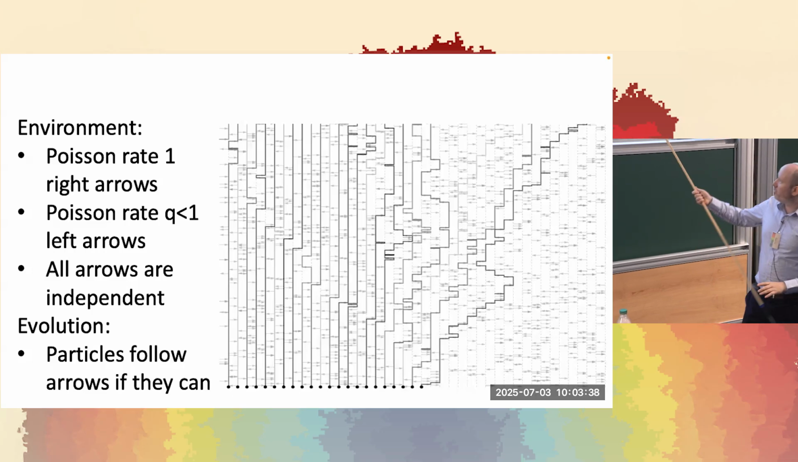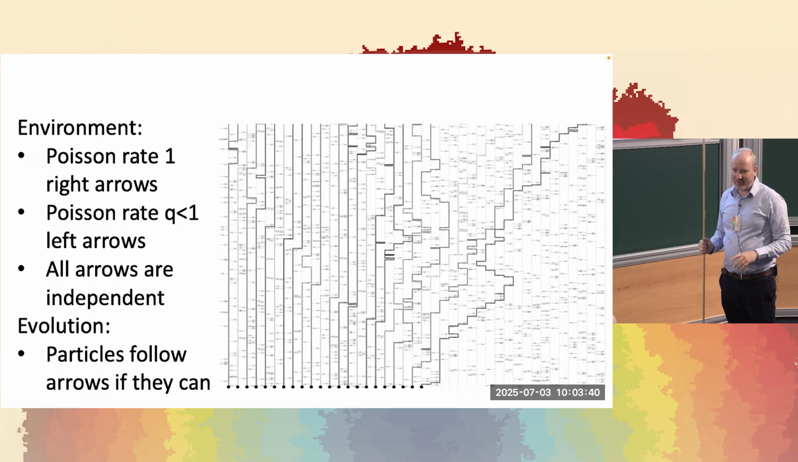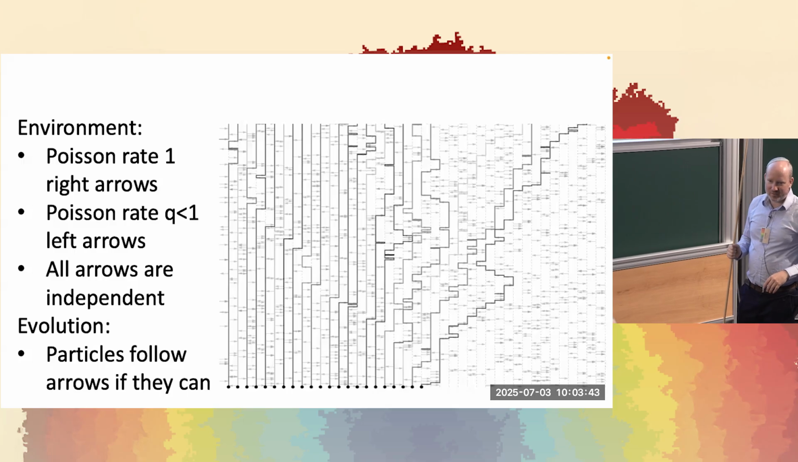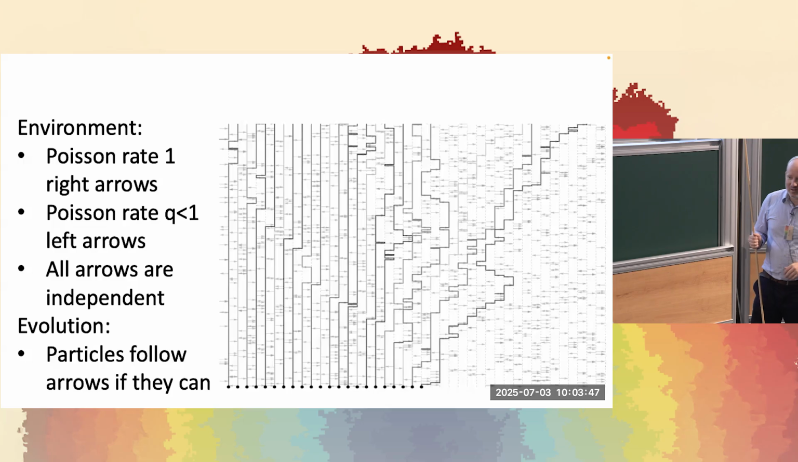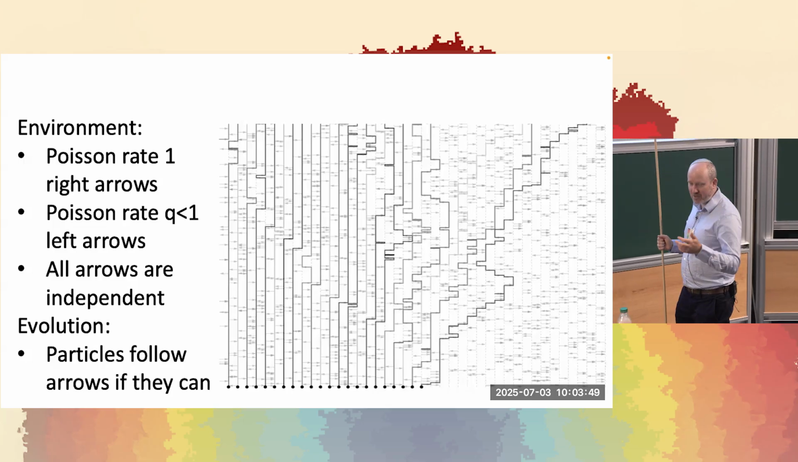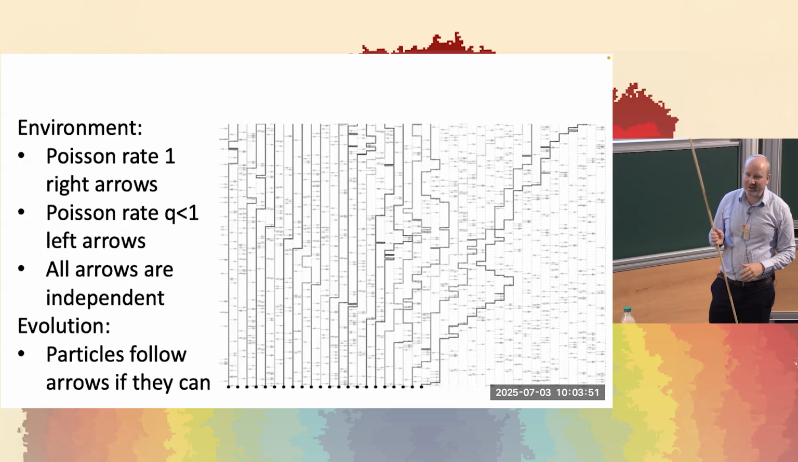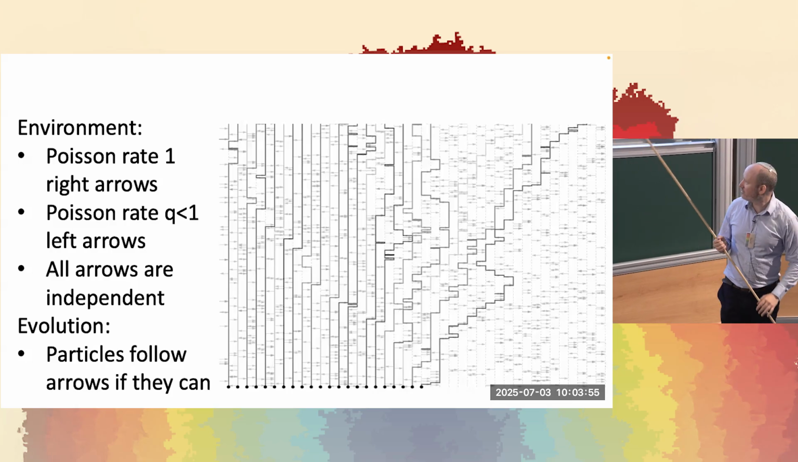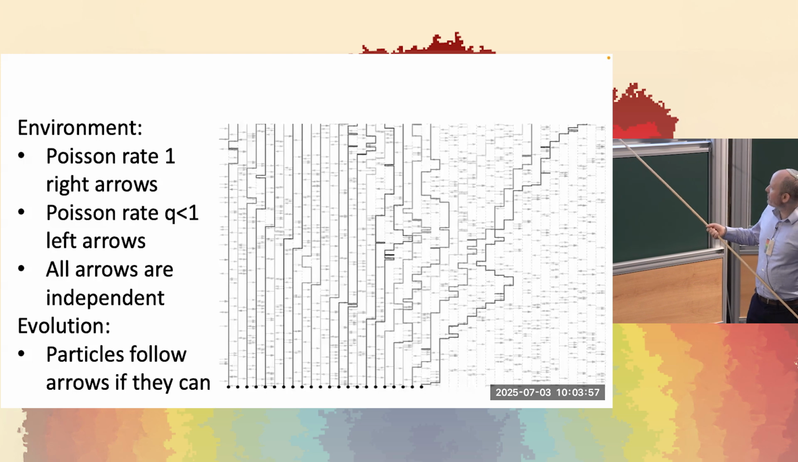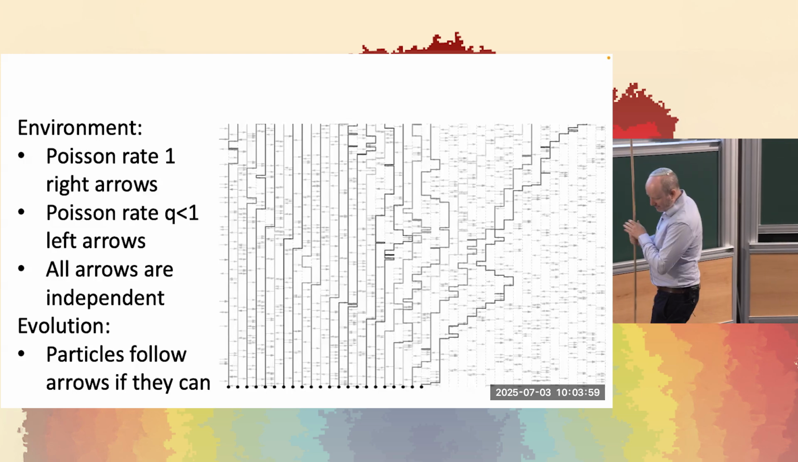Because this is Poisson, you'll never have 2 arrows at the same time. So this is the saving grace from needing to break the tie. There are discrete time versions of the model, which we'll introduce a little bit later, where you need to contend with that, and then there are some specific rules that you use. OK, so that's the evolution.